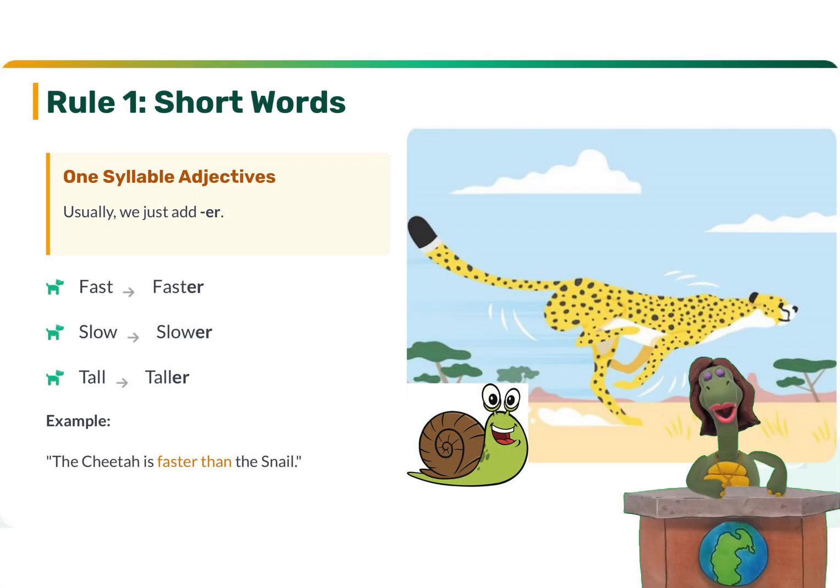Short words, or one-syllable adjectives. Usually for these words, we just add -er to the end of the adjective. For example, fast becomes faster, slow becomes slower, and tall becomes taller. Our example here shows the cheetah and the snail. The cheetah is faster than the snail.